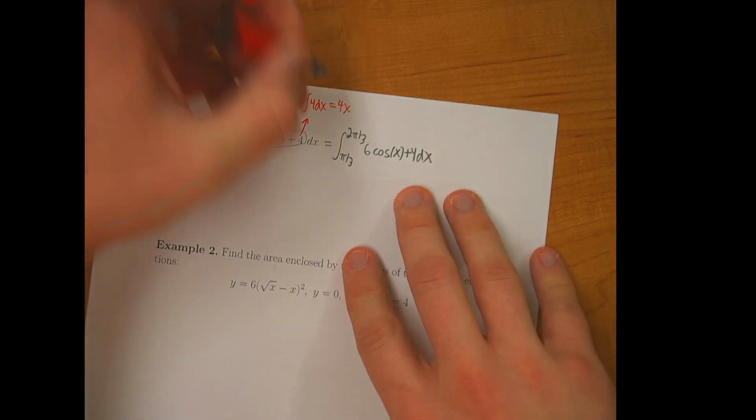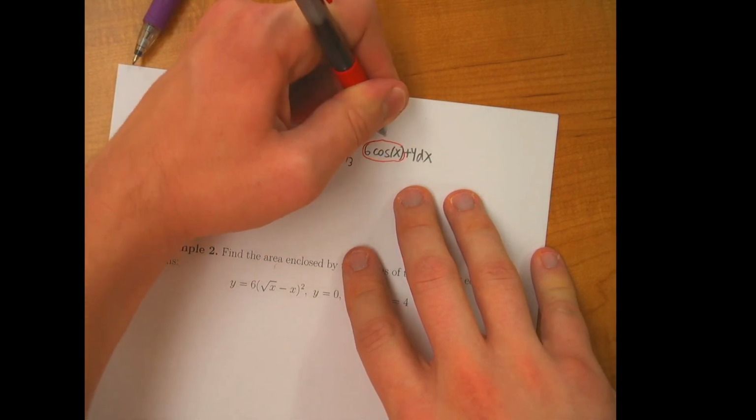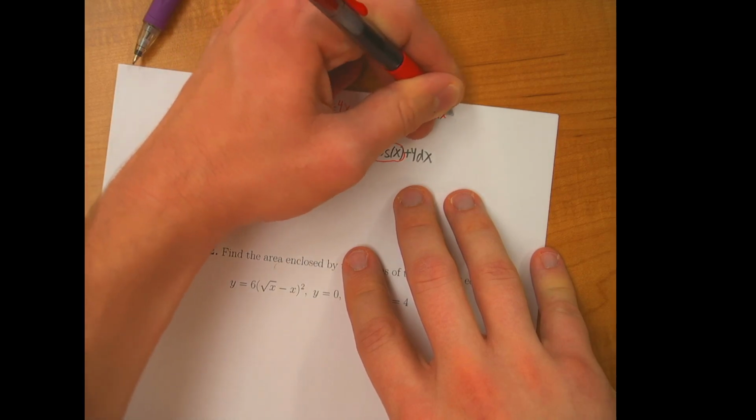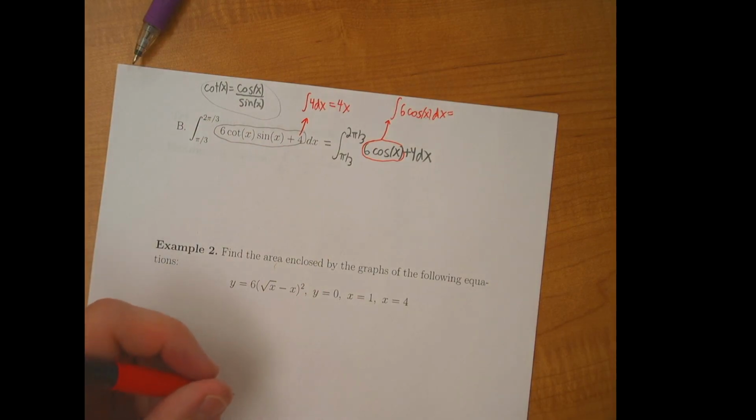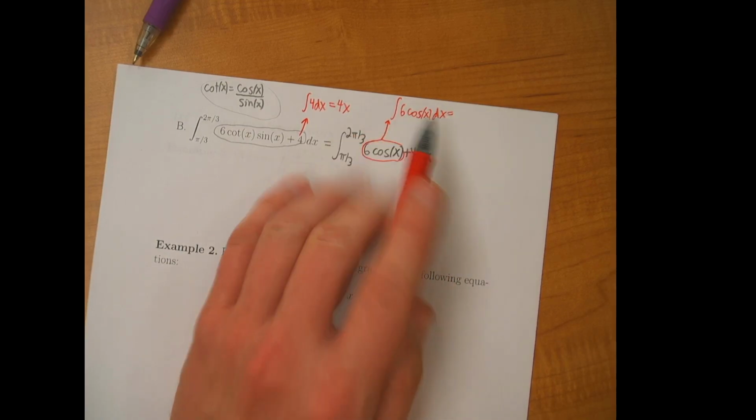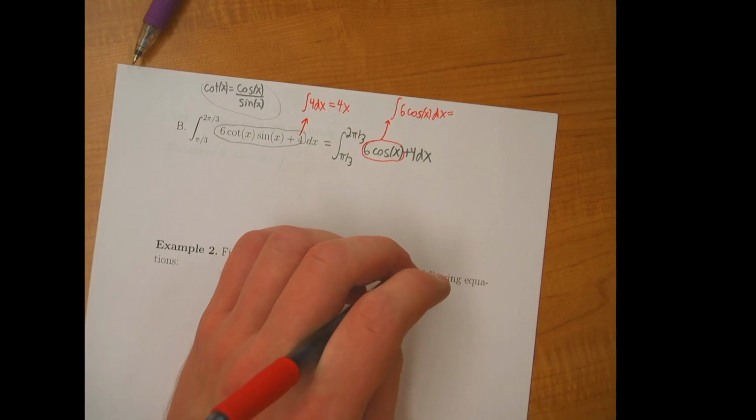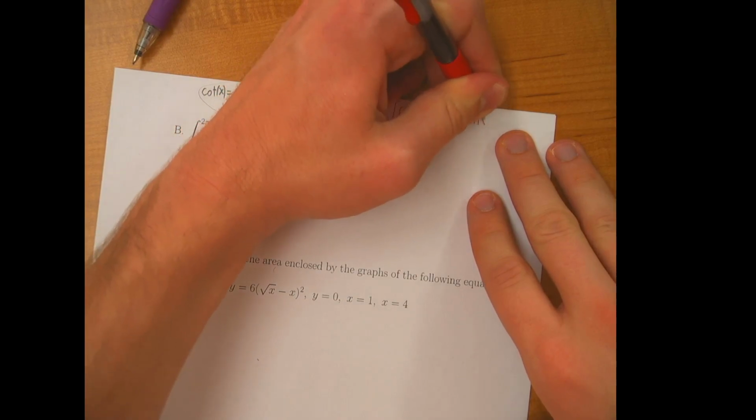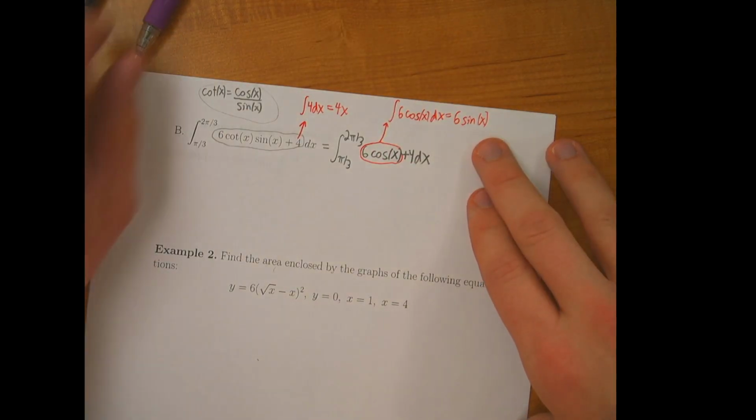And now this has a nice antiderivative now, doesn't it? So we have the antiderivative of 6 cosine of x dx should equal what? So one way to think of this, if you forget, is to work backwards. What function should we end up with so that its derivative equals 6 times cosine? Sine. Yeah, 6 times sine. Okay, so that's that part.